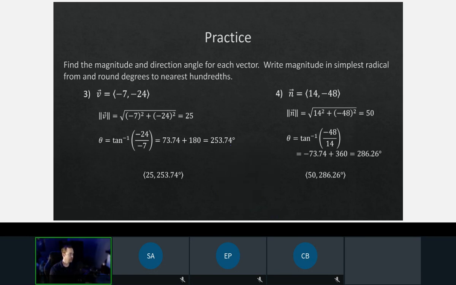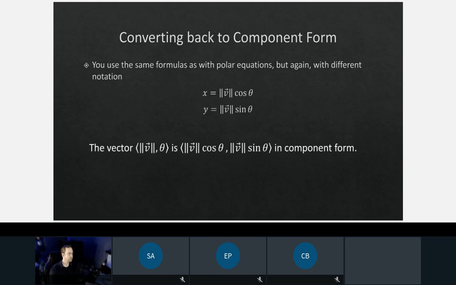Oh, this is not too bad. We're almost half done.